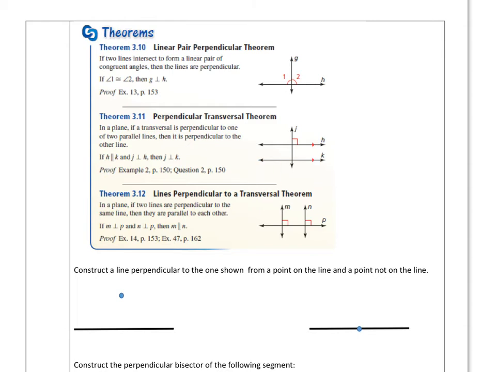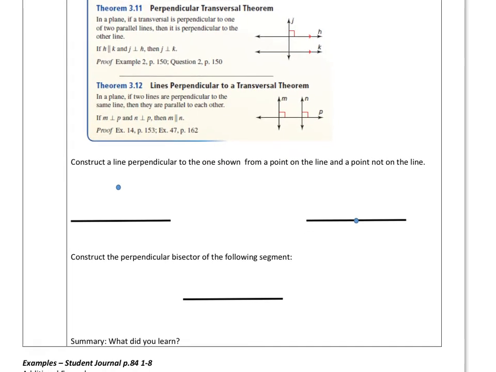If these two lines are parallel and this line is perpendicular to one, then it's got to be perpendicular to the other, and we've talked about that as well. And then this is kind of like the converse of it. If both of these are perpendicular to this line, then these two have to be parallel.